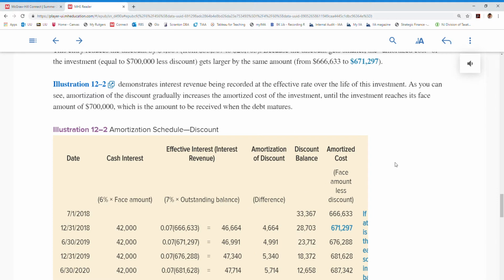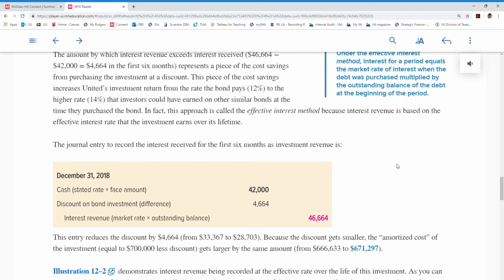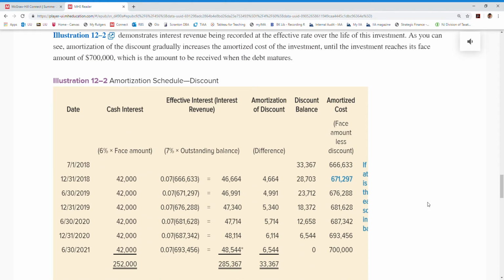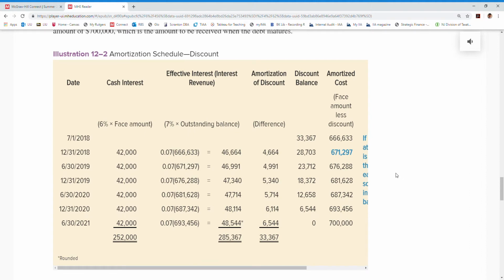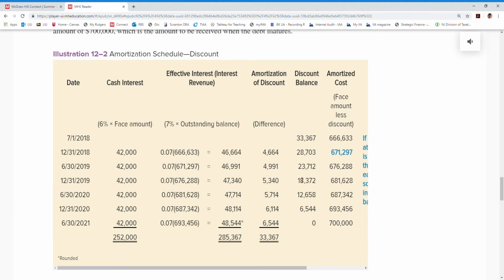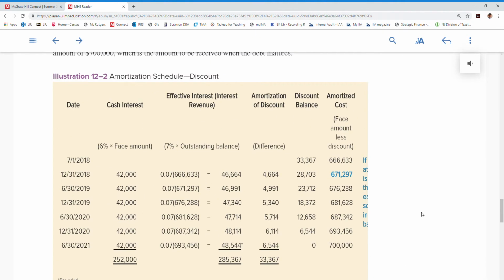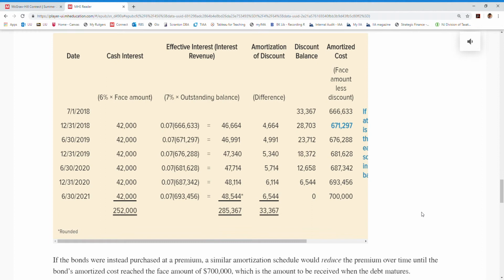So going over the amortization table, the whole idea is to understand the account called the discount balance, or this could be premium balance, and then how we accrete the value of the bond from cost, and cash interest versus effective interest. We're going to do this whole table in Excel, and I'm going to give you the Excel file as well on Canvas.